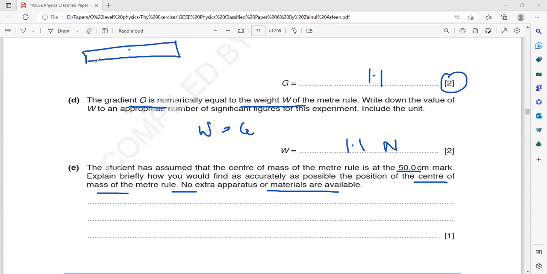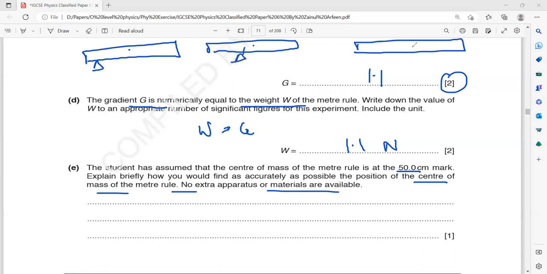So what I will do, I will pivot this meter rule at different positions until it balances. The position where it is balanced, that is the center of mass. Because if the pivot does not lie under the center of mass, it will cause a turning effect, it will topple, it will rotate. But when the center of mass or the weight is acting on the pivot, it does not cause any turning effect. So the meter rule will be balanced.